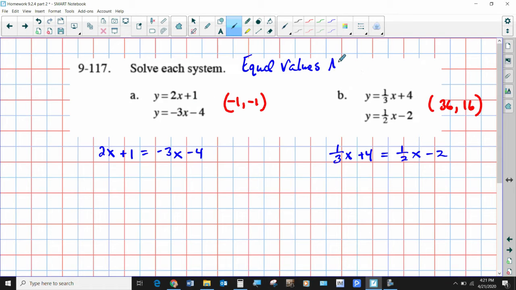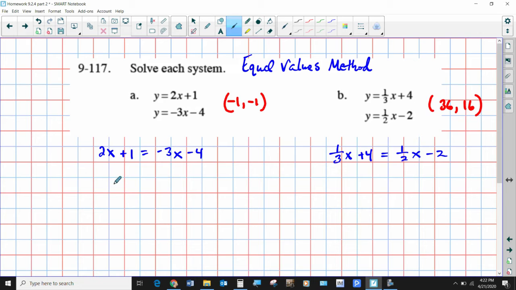So we could use the equal values method if we don't want to go through the trouble of graphing each one of those and finding the intersection point. And the equal values method, you may recall, says if y is equal to this and y is equal to that, then this has to be equal to that. So we'll set this up as an equation and we'll solve for x.